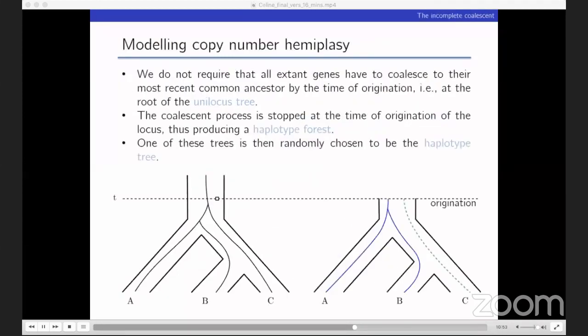I will start by describing the incomplete coalescent. In the incomplete coalescent, we do not require that all extant genes have coalesced to the most recent common ancestor by the time of the origination. So what we do is run a coalescent process that is stopped at the time of the origination, and it produces a haplotype forest. Then we choose randomly one of the trees of the haplotype forest to be our haplotype tree. In this example, we have a species tree on the left that has a duplication at time t, and produces a unilocus tree on the right. Within this unilocus tree, we run a coalescent process that produces 2 trees, a blue and a green one. The blue one is chosen to be the haplotype tree. Since the blue tree has no branch in C, we have copy number hemiplasy.